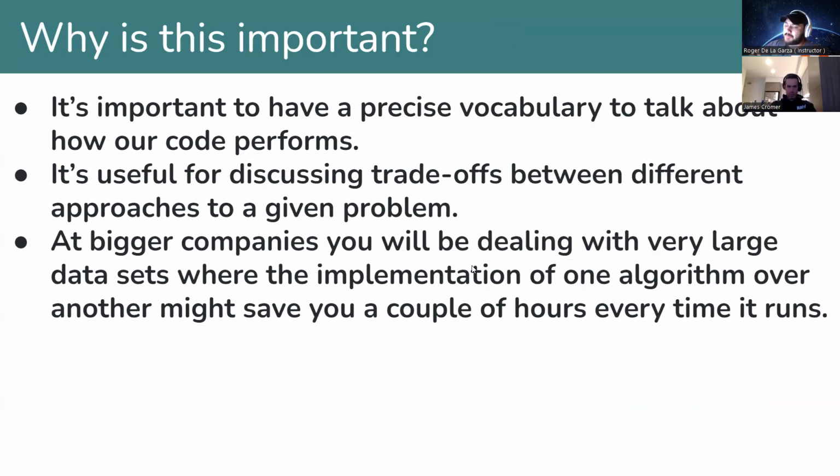So why is this important? It is important to have a precise vocabulary to talk about how our code performs, right? This comes up from developer to developer, and when you're talking to your project manager. It's useful for discussing trade-offs between different approaches to a given problem. Just because your code might look prettier does not mean it's as efficient as mine. Mine might be more of a mess, but theoretically it might be more efficient than yours because of how it's being solved. At bigger companies, you will be dealing with very large data sets, or the implementation of one algorithm over another might save you a couple hours every time it runs. And we all know time equals money.